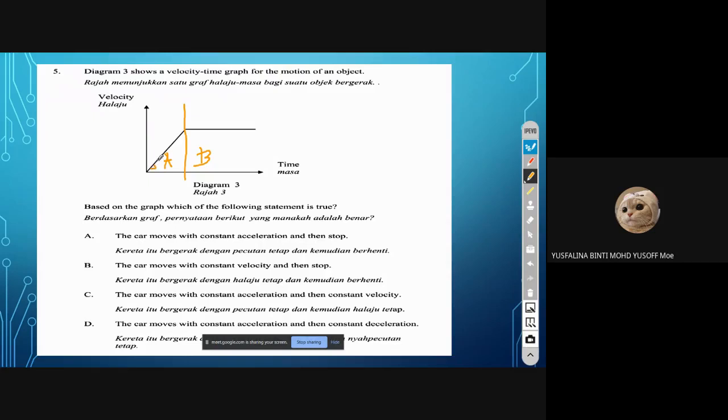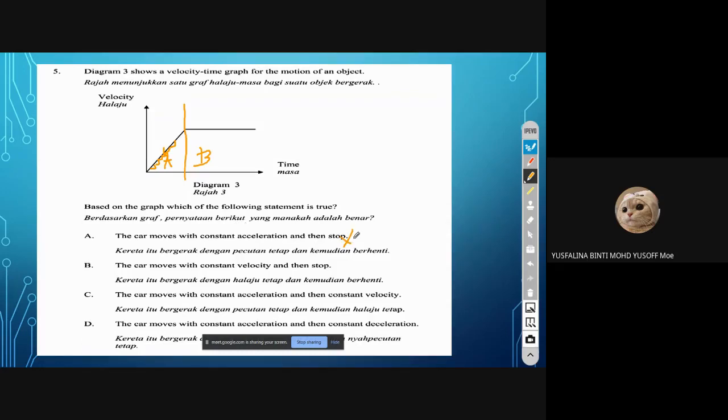If I draw a triangle here, and we already discussed before, the gradient is equal to the acceleration. If I draw a triangle, the gradient is the same, so the acceleration must also be the same. Acceleration the same means constant acceleration. Then stop? You can see for section B, the velocity is constant, it's not changed. So is it stop? No, it's not stop.